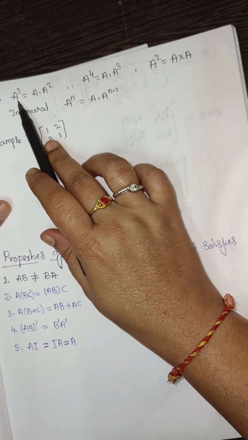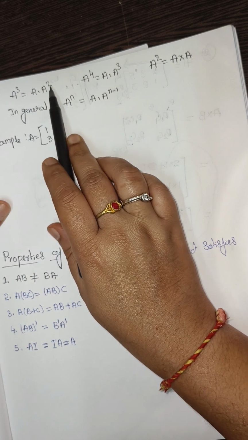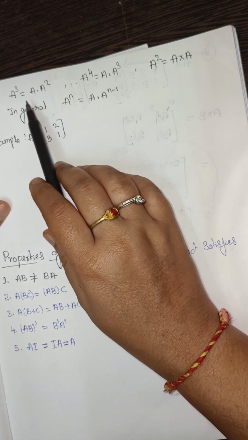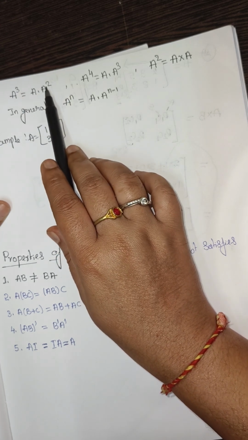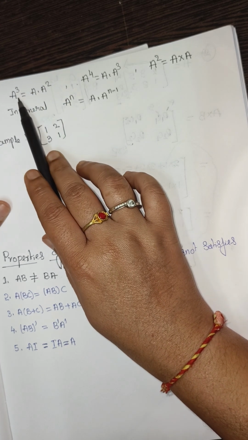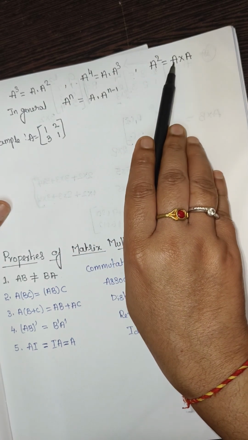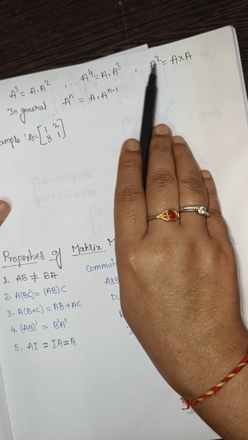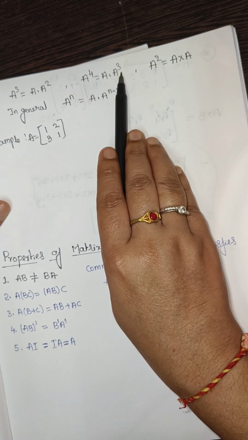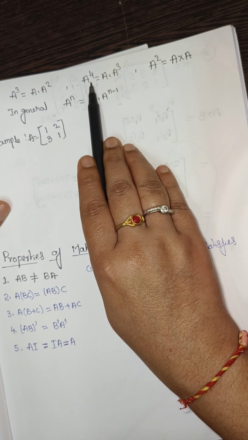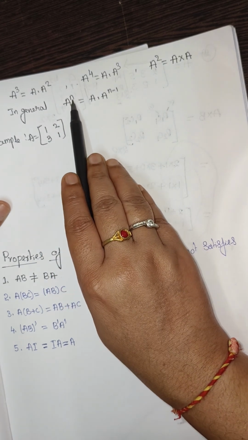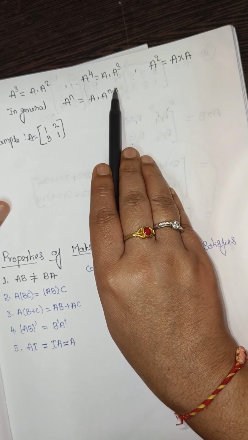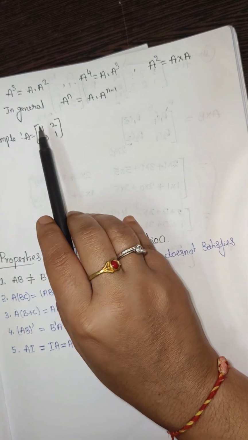Next, note here A cube equals A into A square. Same as with numbers, the same thing applies in matrices also. A cube means A into A square. If you multiply A square with A, you will get A cube. How to get A square? A square means you multiply A into A. If we need A to the power of 4, it is A into A cube. In general, A to the power of n means A into A to the power of n minus 1.